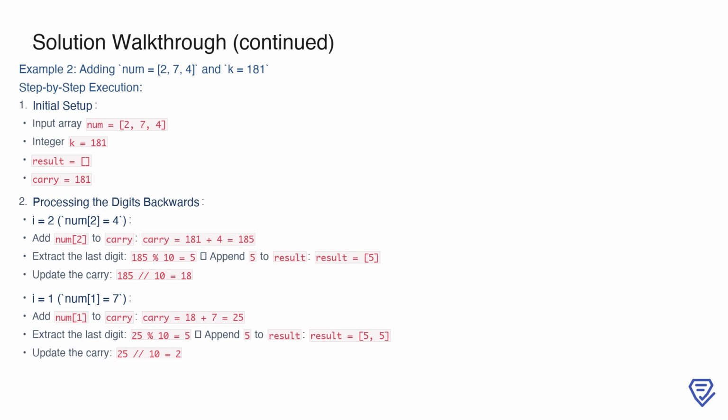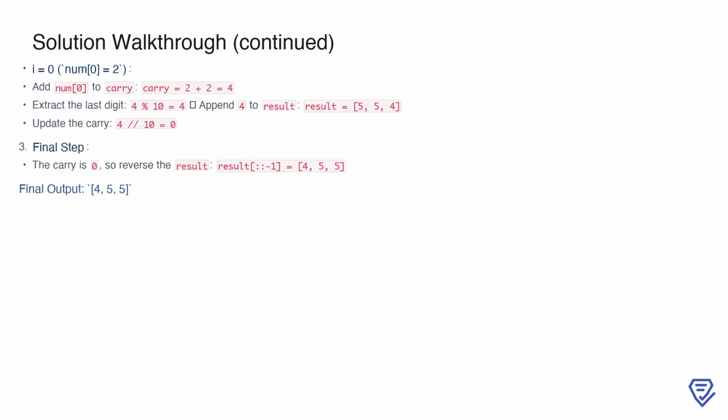Next, at i equals 1, the value of number[1] is 7. Adding this to carry gives 25. The last digit of 25 is 5, so we append it to result, resulting in result equals [5, 5]. We then update the carry, and dividing 25 by 10 gives carry equals 2. For the final digit in number, at i equals 0, the value of number[0] is 2. Adding this to carry, which is currently 2, gives 4. The last digit of 4 is 4, so we append it to result, making result equals [5, 5, 4]. Updating the carry by dividing 4 by 10 results in 0.